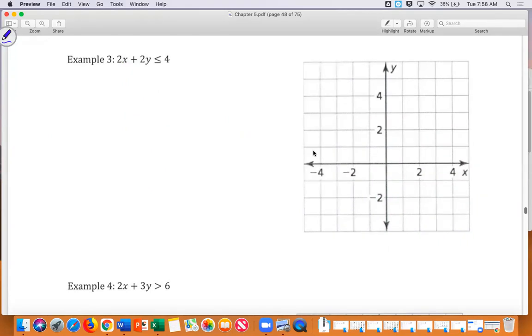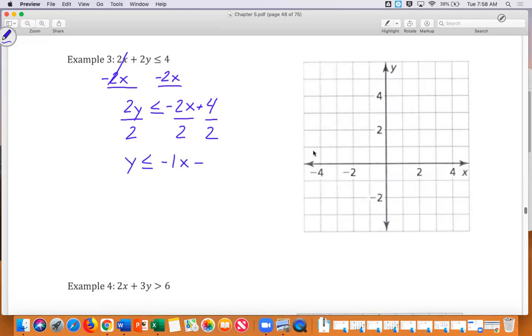All right. So if we're solving for y here, I'm going to go ahead and subtract 2x. That gives me 2y is less than or equal to -2x plus 4. And then I divide by 2. So I would start at 2. It says to go down 1 to the right 1. Okay, so I would have gotten all those points.